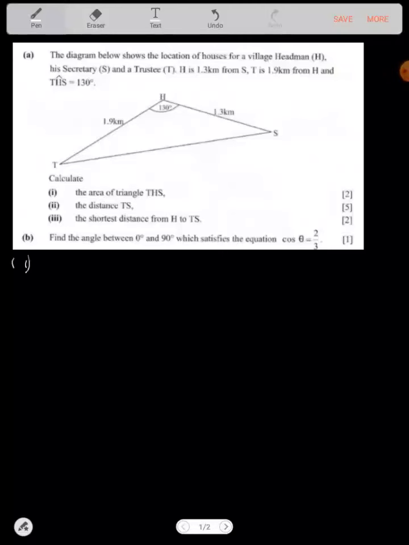We'll be looking at trigonometry. This is 2017 November, paper 2, question 7. We'll be looking first at the cosine rule, which is in this question.